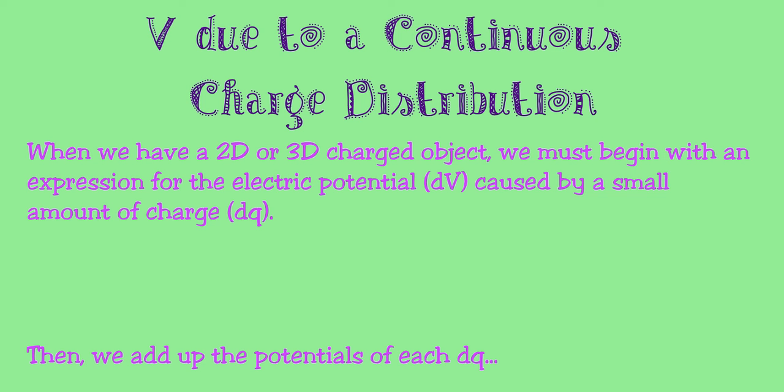In general, if we have a 2 or 3-dimensional charged object, we need to begin with an expression for the electric potential caused by a small amount of charge. Now, this should look pretty familiar to you since this follows along the same method that we've used multiple times. So let's say that we have a small piece of charge that acts like a point charge. We know the electric potential from a point charge is kq over r. And so if we have a little bit of charge, we have a little bit of electric potential, k dq over r.